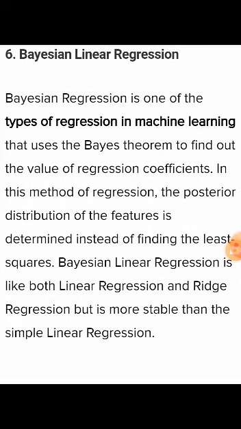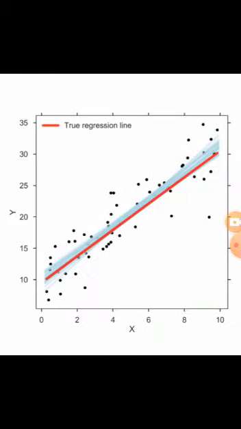Bayesian regression. Bayesian regression is one of the types of regression in machine learning that uses the Bayes theorem to find out the value of the regression coefficients. In this method of regression, the posterior distribution of the features is determined instead of finding the least squares. Bayesian linear regression is like both linear regression and ridge regression but is more stable than simple linear regression. Here is the graph to represent Bayesian linear regression.